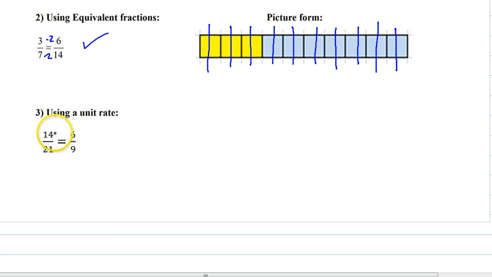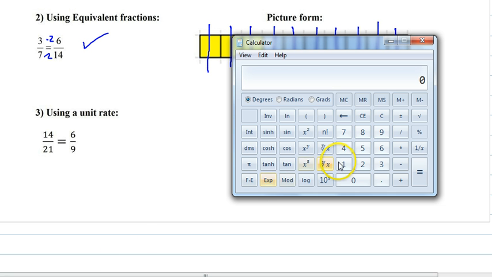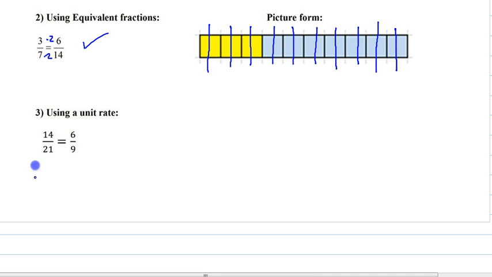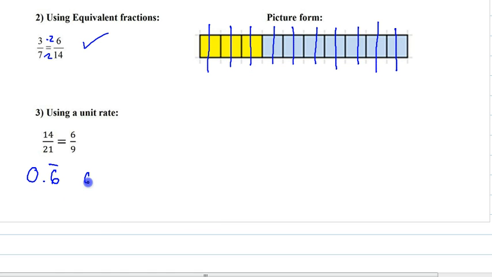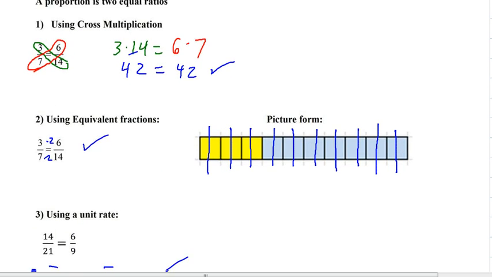The other method is to use a unit rate. So remember, these are ratios, and if we just convert them by going 14 divided by 21, you get 0.66. So repetition. Remember, that's 2/3. And you do 6 divided by 9, you get same exact thing. These are the same. It checks out. These are 3 different methods in order to find if two numbers are proportional.